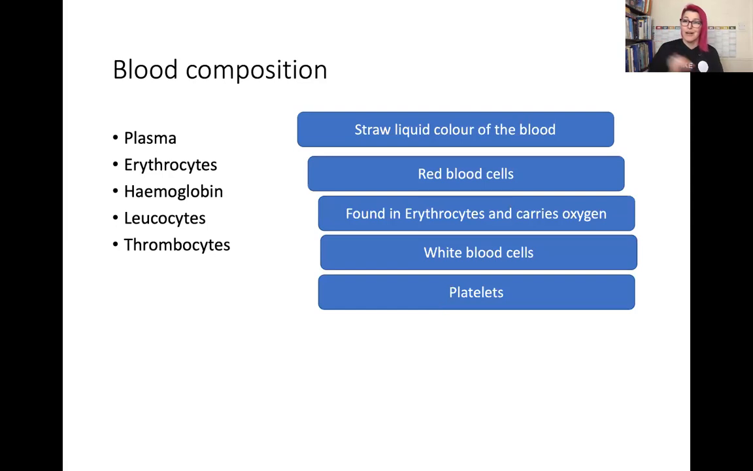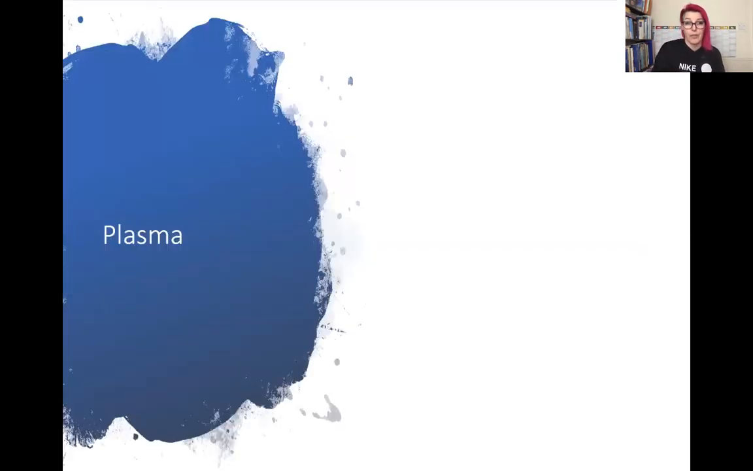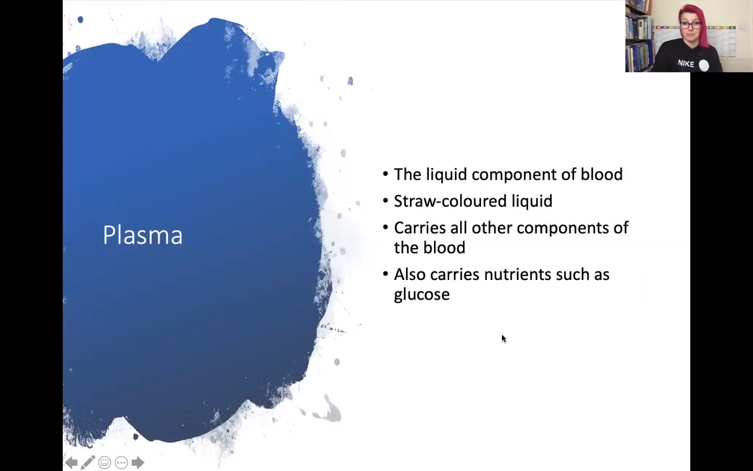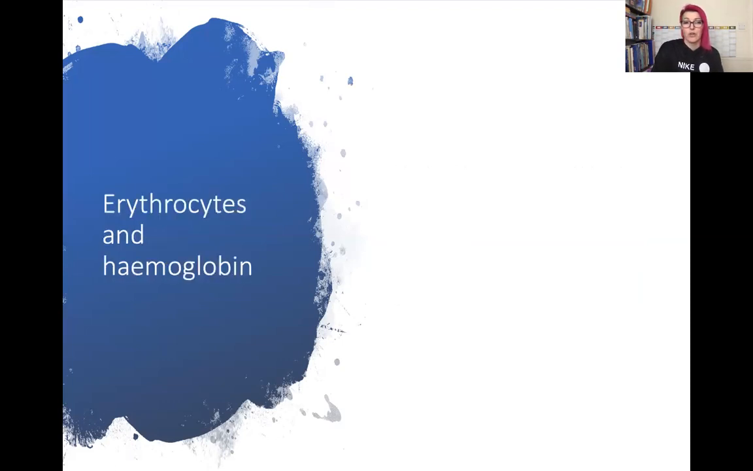I'm just going to go into a little bit of detail so you've got a little bit more understanding about these 5 components of blood and what they all do on their own. So if we start with plasma, it's the liquid component of the blood. It's kind of straw coloured, carries all other components of the blood, also carries nutrients such as glucose.